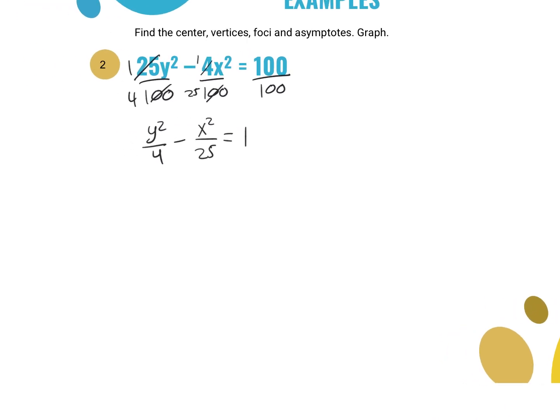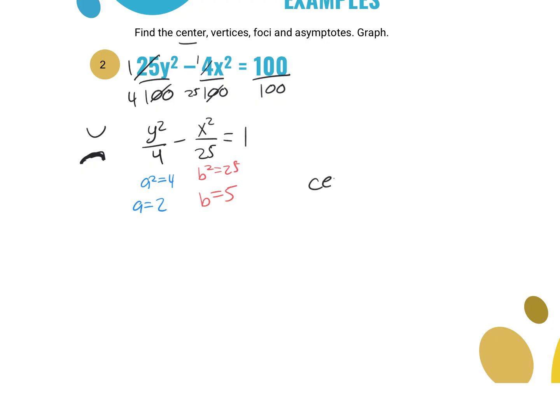And then this is enough information to know which way it opens, right? Since y squared is first, it's going to be an up-down hyperbola, and that means a is underneath the y. Well, a is always going to be first anyway, right? But in this case, a squared is 4. I know that a is going to equal 2. Similarly, I know that b squared is 25, and that would make my b value 5, right? That's going to help us in a little bit. Let's find the information that we're being asked, right?